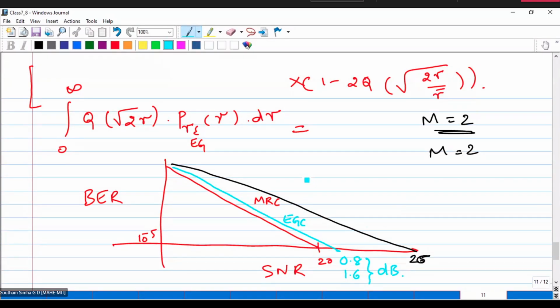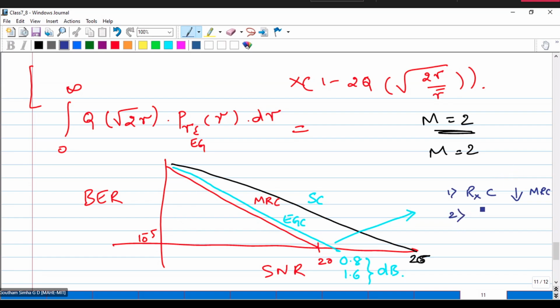Now, what is the advantage of this combining technique? First, receiver complexity is very minimal compared to MRC. How? Because you are not worried about amplitude. You are worried only about the phases. That's all. Equal gains are applied.